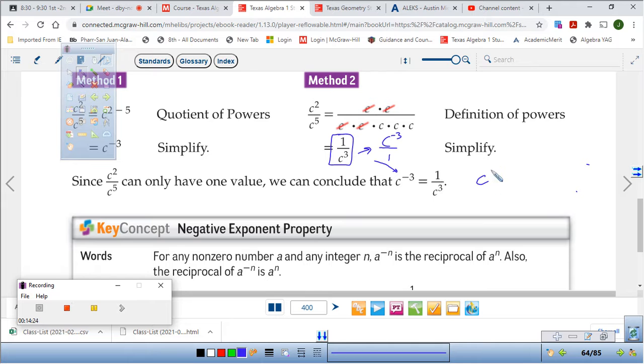Now, in this situation, we have c to the negative 3. If you think about it, that's over 1. For it to be positive, I'm going to throw it to the bottom. And there it is. Okay? Flip it over, and the exponent sign changes. I don't know why I keep saying inequality. The exponent sign changed.